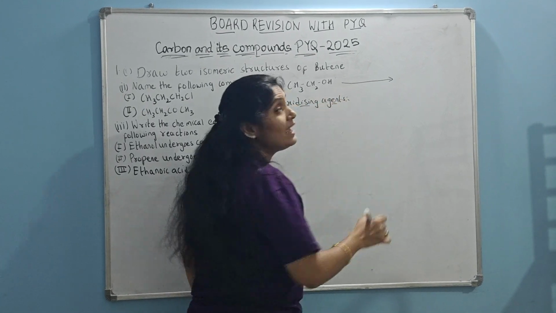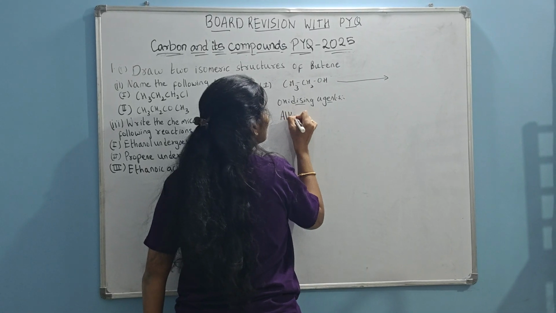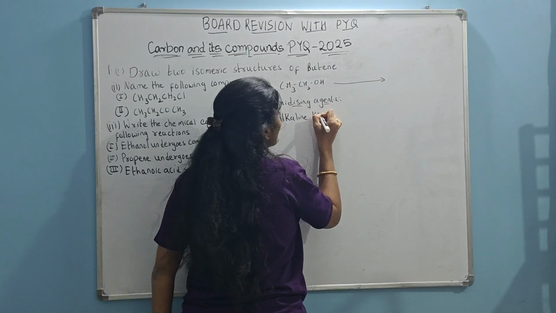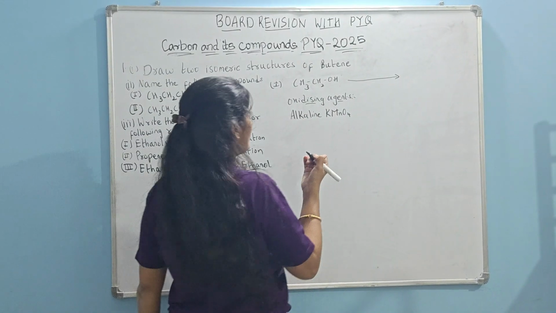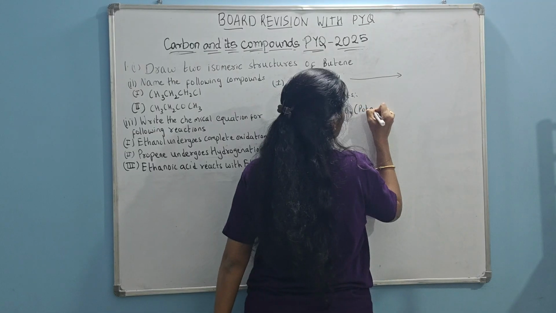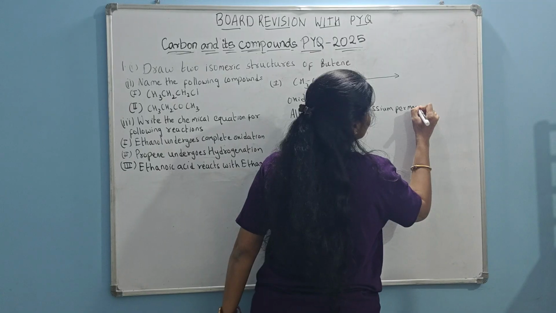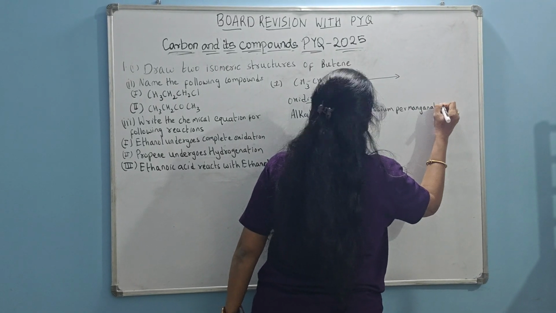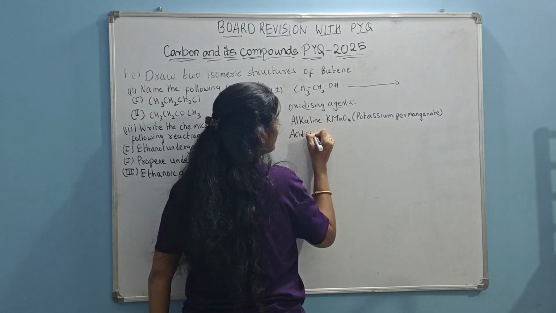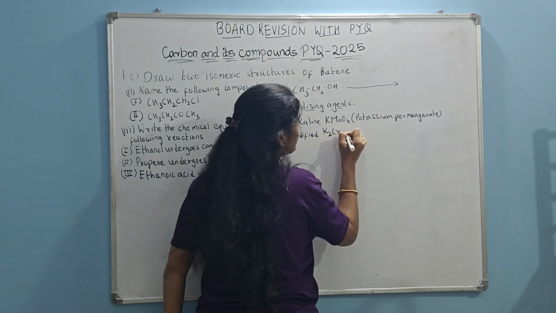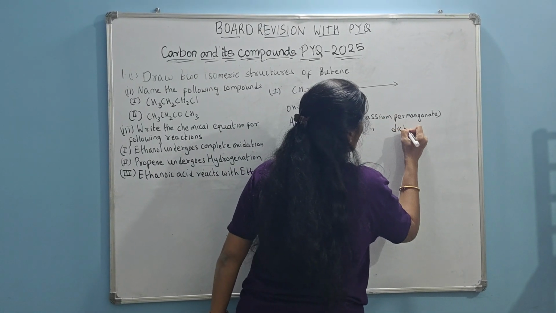Now the 2 oxidizing agents I have here, you have to remember it very properly. The first one is alkaline KMnO4. What is KMnO4 called? Potassium permanganate. If you want, I'll write the name here. It is your potassium permanganate. It is purple in color. You have one more oxidizing agent, which is your acidified potassium dichromate.